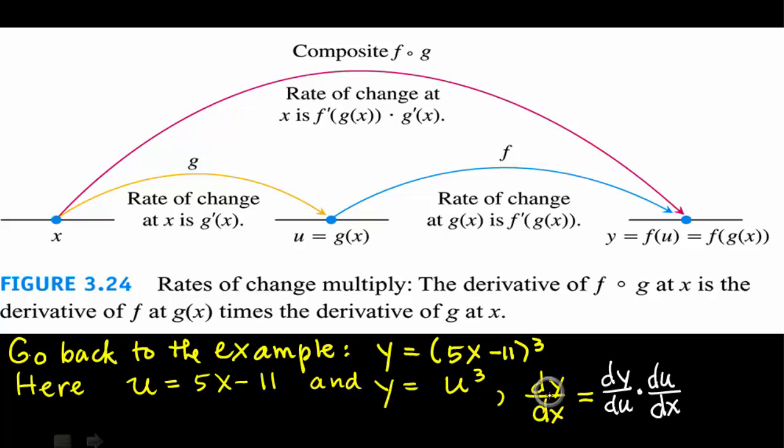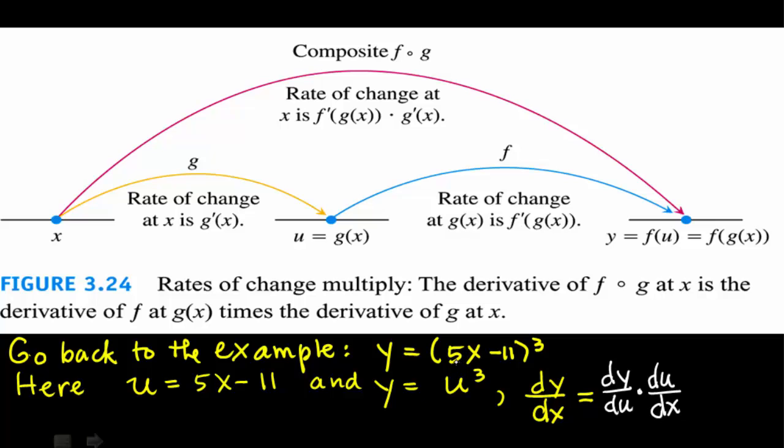Okay, so basically what you do is take the whole picture of y, which is acting on u, and it's cubing it. So what is the derivative with respect to u? That's just 3u squared. But you don't stop there. You take the derivative of the argument of the function y acting on u. So you multiply du by dx, and du by dx is 5.